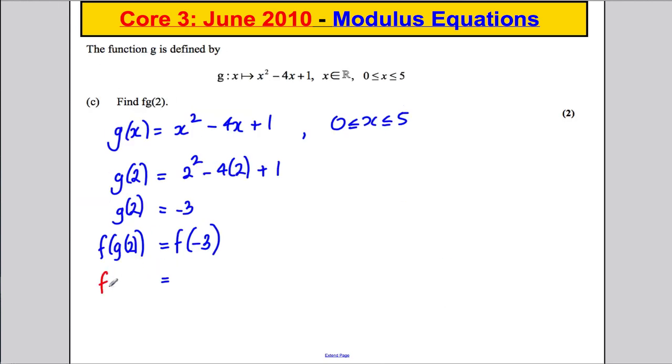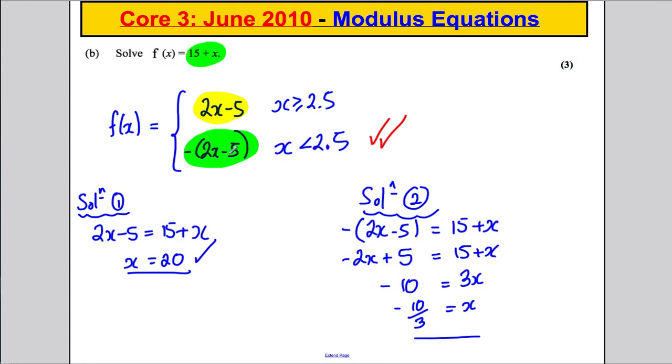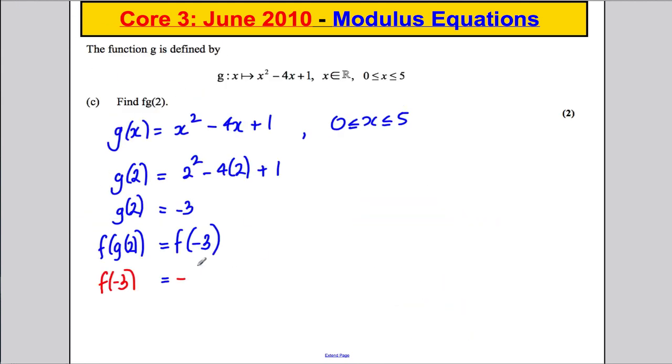So f of negative 3 would be negative 2x minus 5. If you work that out, this would be minus 6 minus 5, which would be minus 11. So it would be minus 11. And we're done.